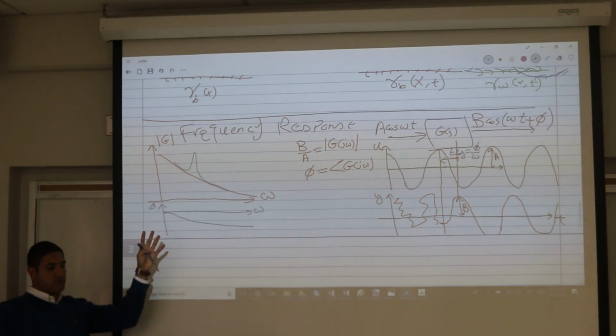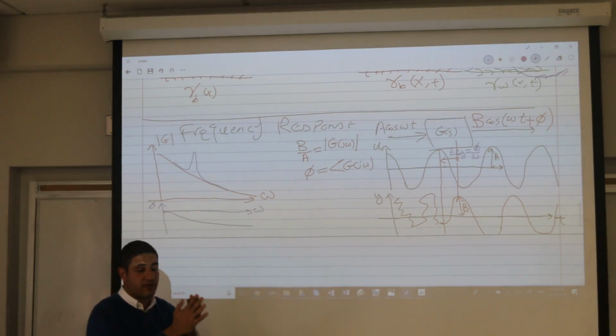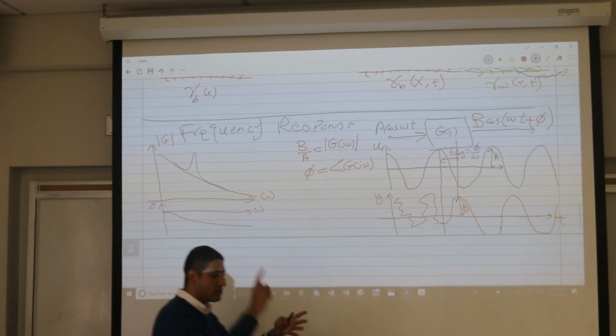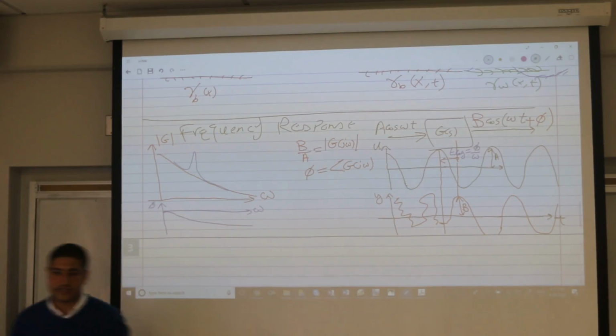So these four ways of representing linear dynamical systems are equivalent: transfer function, state-space model, step response, and frequency response. They are equivalent. If you have one, you can get the rest. Okay?